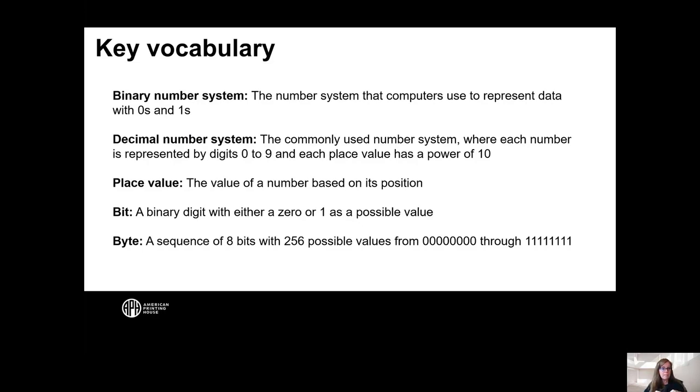And we have a bit. In binary, a bit is a digit with either a 0 or 1 as a possible value. And we have a byte, a sequence of 8 bits, with 256 possible values from 00000000 through 11111111. So there's 8 place values.